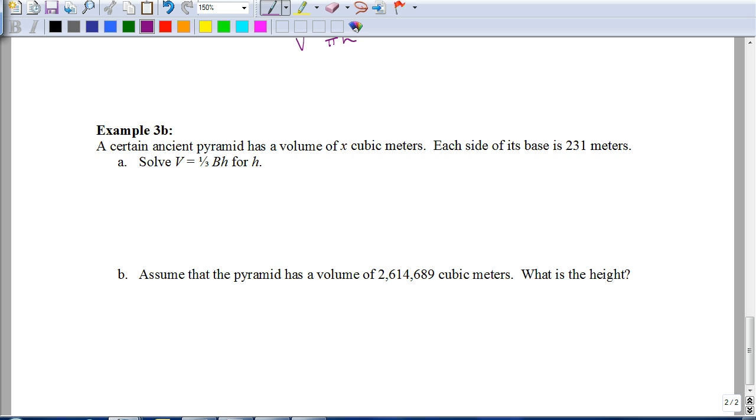The next one says a certain ancient pyramid has a volume of x cubic meters. Each side of its base is 231 meters. We want to solve this equation, V equals 1/3 times the area of the base times the height, for h. I'm going to write it like this. Again, we want to get the h by itself.